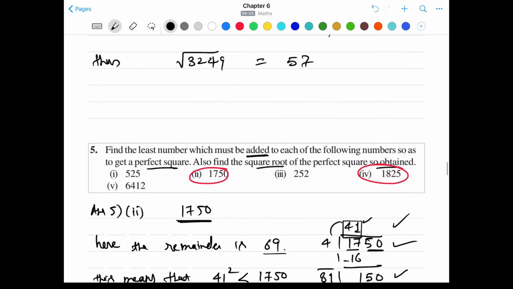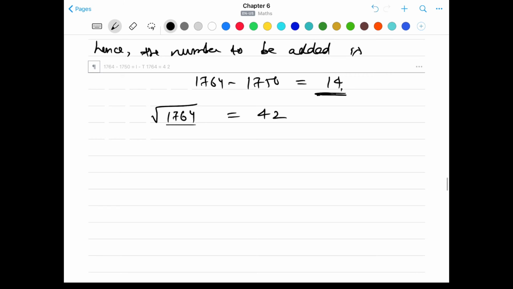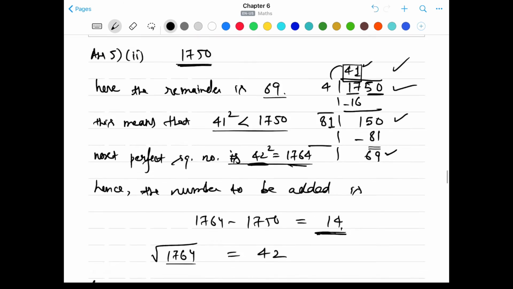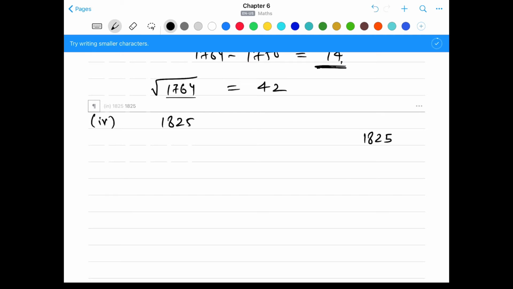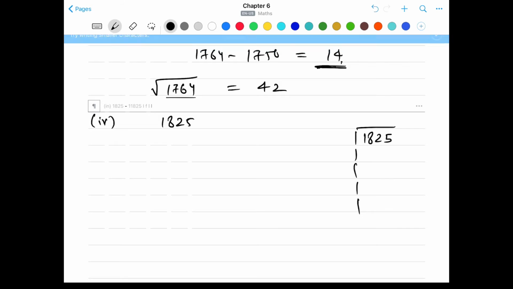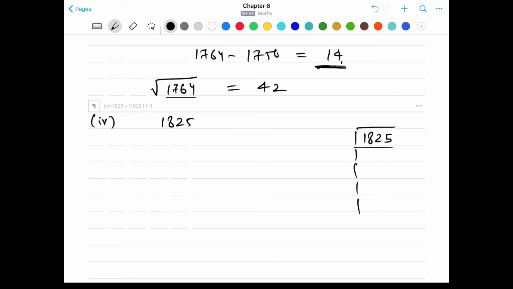Okay, in a similar way we'll do the next part, which is part number 4. We have the number 1825. So let's write the number here, 1825. Draw a line here and a 1 on the upper side. Let's make pairs of digits from the right-hand side. We have 25 and 18.